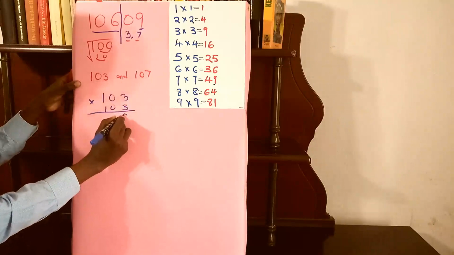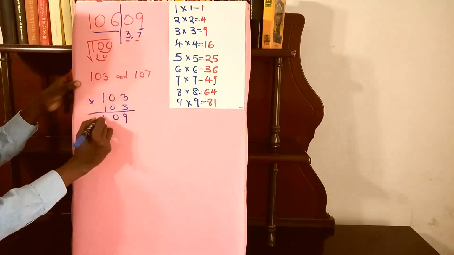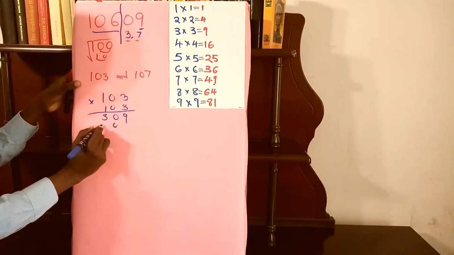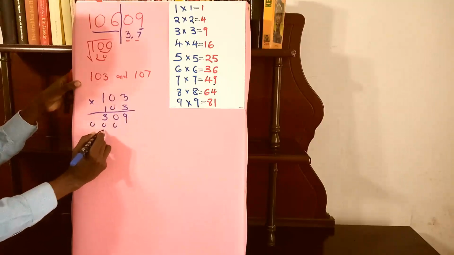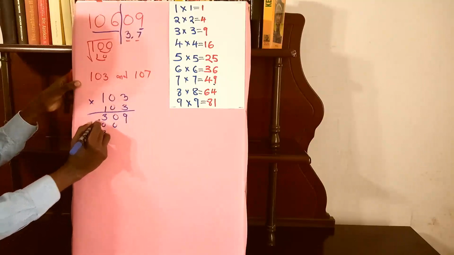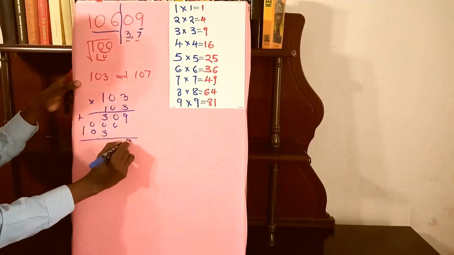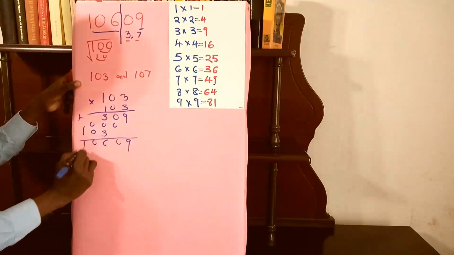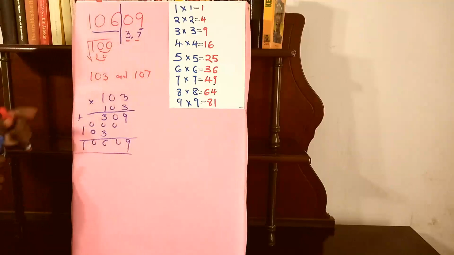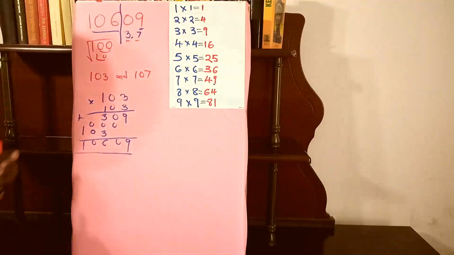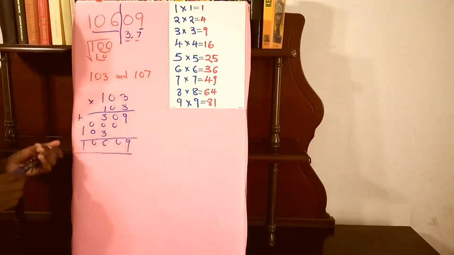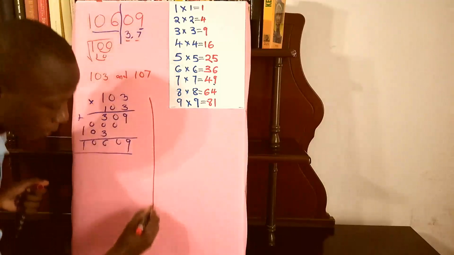3 times 3 is 9. This is 0, 3. 0, 0, 0. And we have 3, 0, 1. When you add, you get 10,609, that is a perfect match, which means the square root of 10,609 is 103.